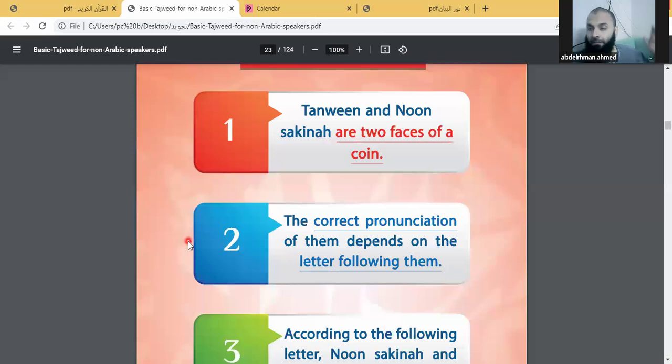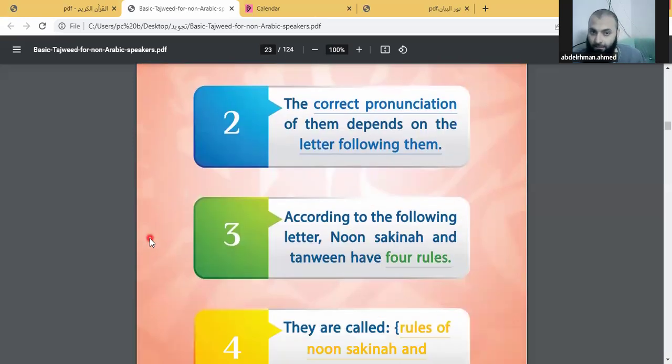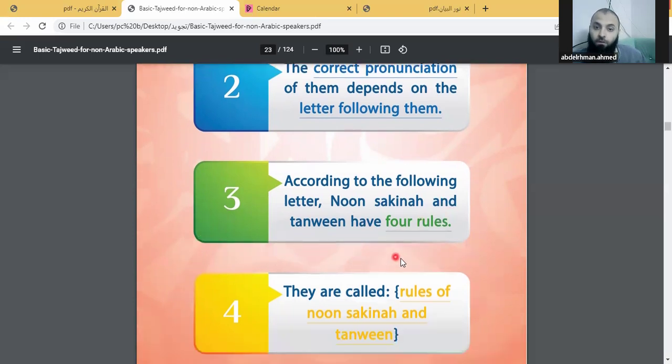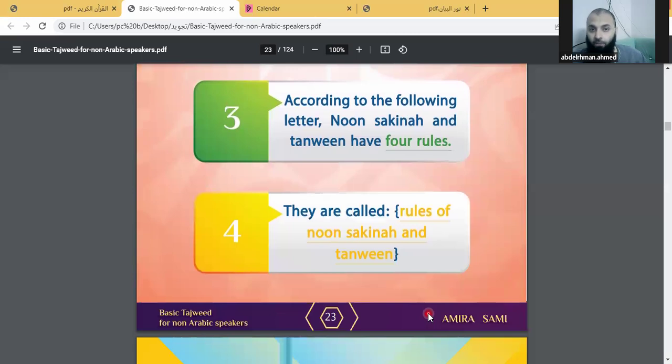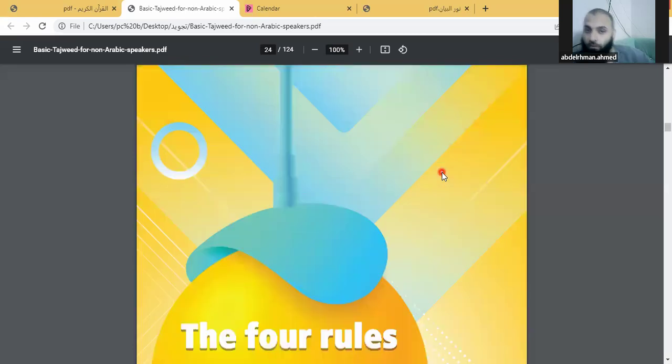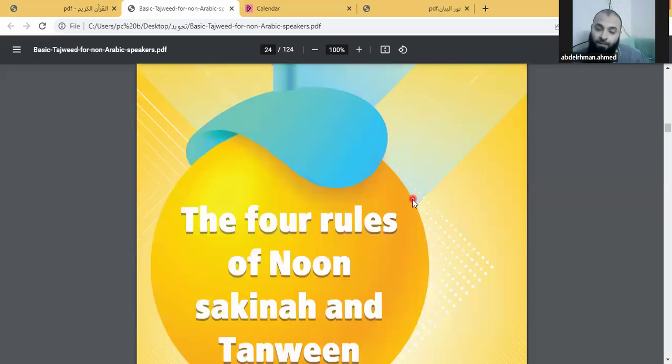What's the next letter? The next letter will tell me, should I read it as a clear noon? Should I do gunna? Should I hide it? We will know from the next letter. According to the following letter, noon sukoon and tanween have four rules. They are called the rules of noon sakina and tanween. So now we know how many rules there are for noon sakina and tanween.